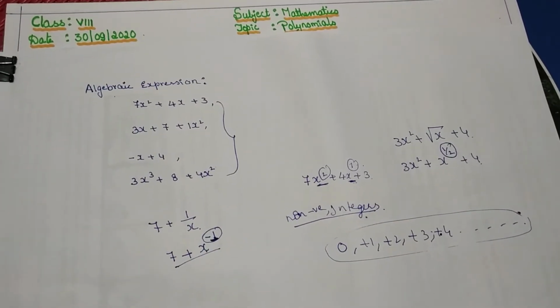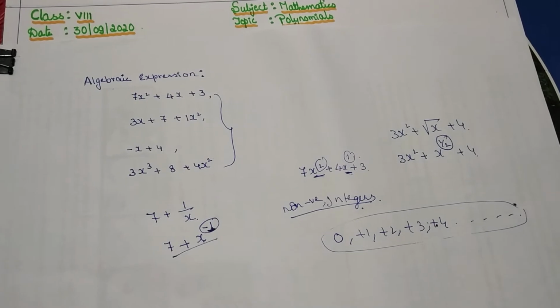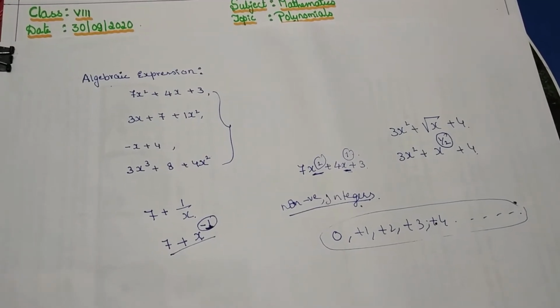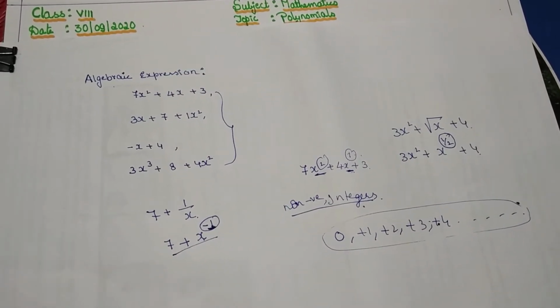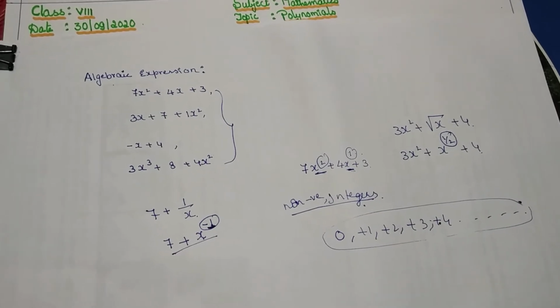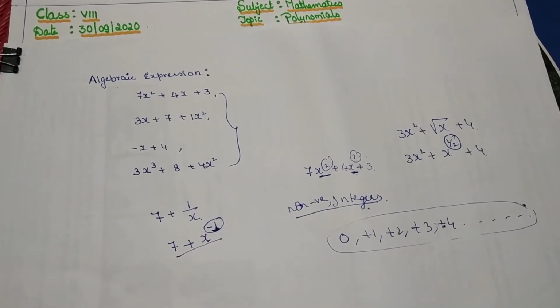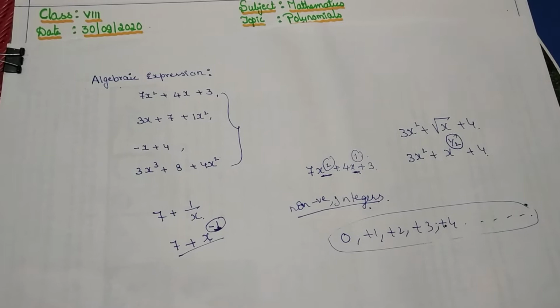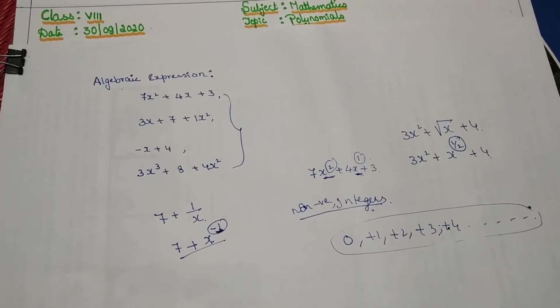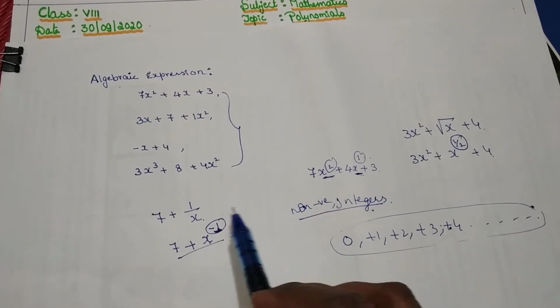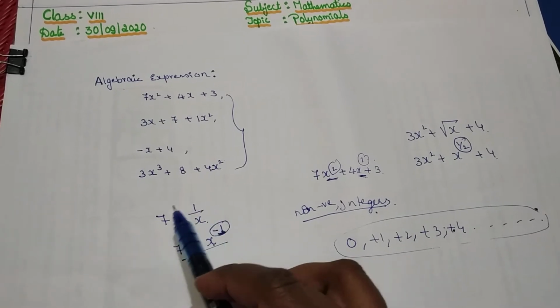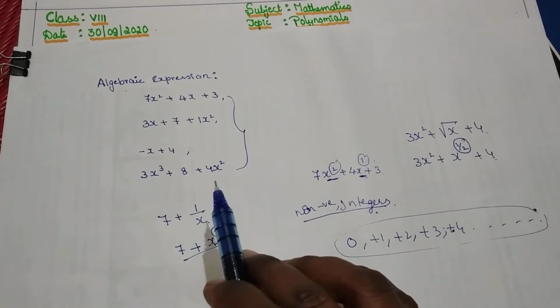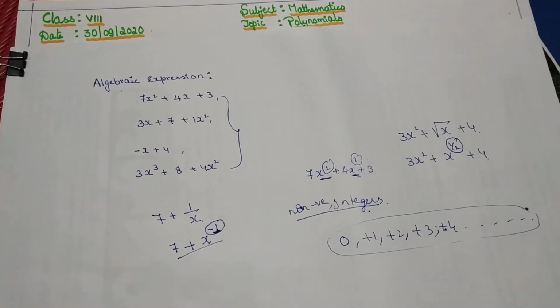Okay, so note this, children. What does not make a polynomial? The power of the variable should not be negative, the power of the variable should not be a rational number, and there should be no division by a variable. If such kinds of expressions are there, then those expressions cannot be polynomials.